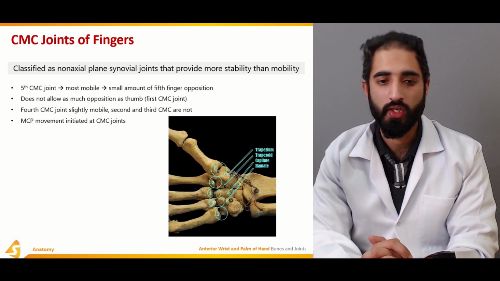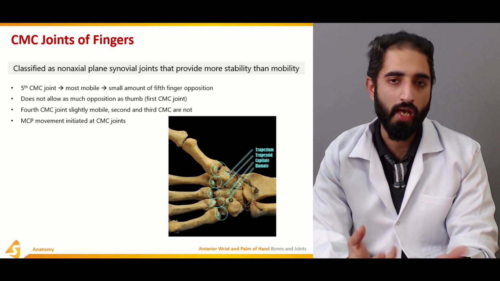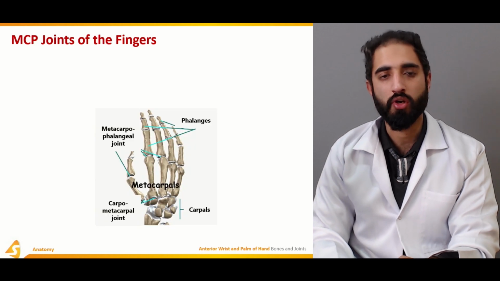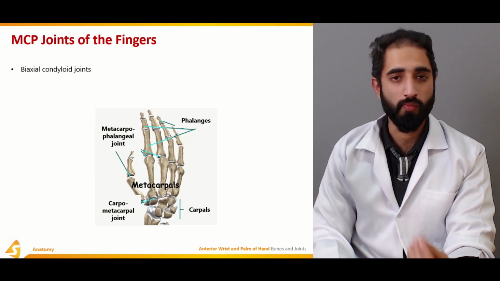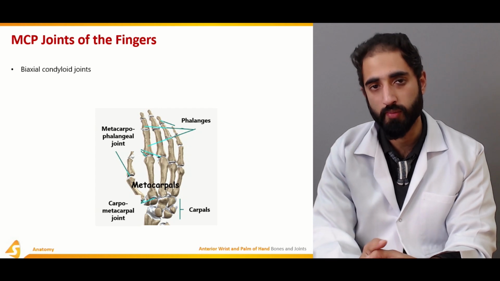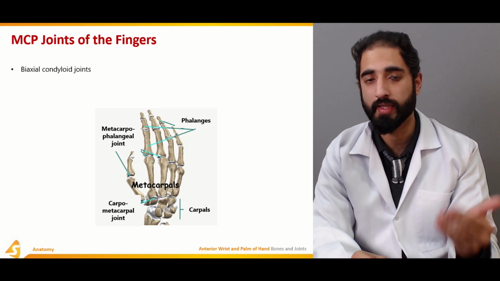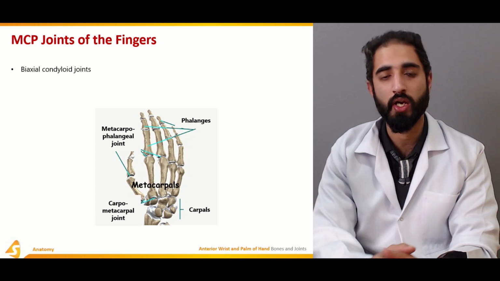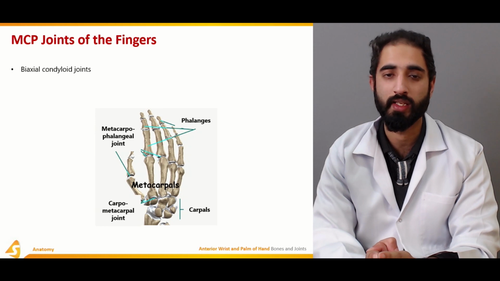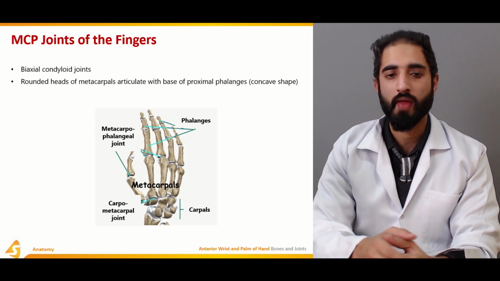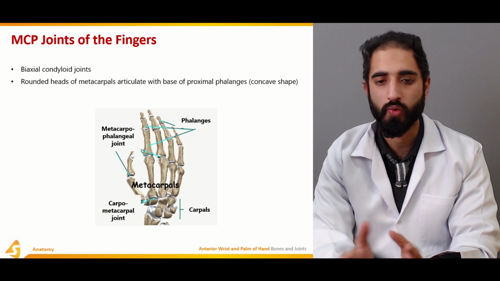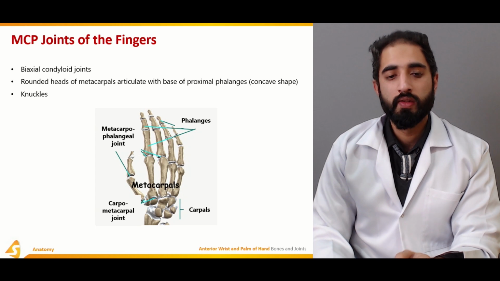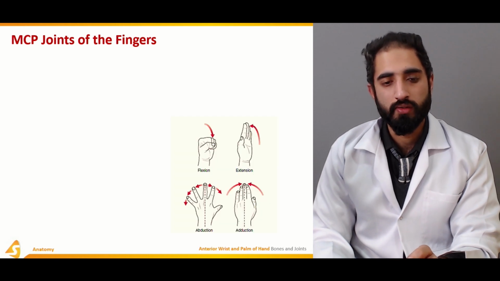Metacarpophalangeal movement is actually initiated at the carpal metacarpal joint, so they facilitate the movement of the metacarpophalangeal joint orthokinematically. Talking about the metacarpophalangeal joint of the fingers, it is the most mobile joint in the fingers, and it is more mobile than the metacarpophalangeal joint of the thumb. They are biaxial condyloid joints as compared to the uniaxial hinge joint of the thumb, and they have rounded heads of the metacarpals which articulate with the base of the proximal phalanx. These are also known as the knuckles.